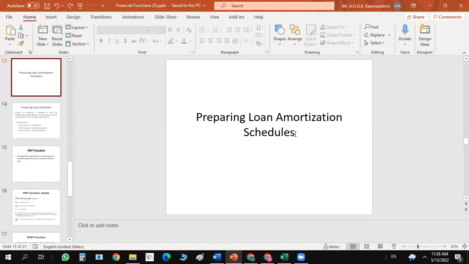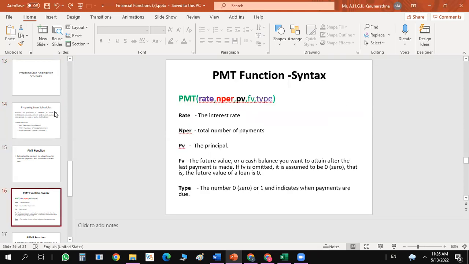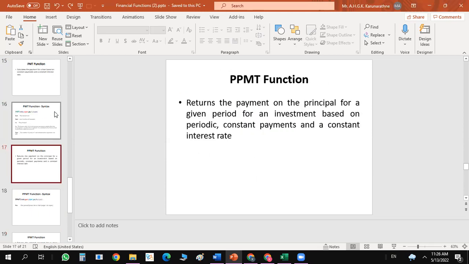So all these tasks can easily be done with a loan amortization schedule. Accordingly, we will see how to prepare a loan amortization schedule, first by using your existing knowledge. Actually, here on Excel, we are going to discuss how to prepare a loan amortization schedule by using the inbuilt Excel functions or Excel formulas. There are some inbuilt Excel functions you can use when preparing this loan amortization schedule.